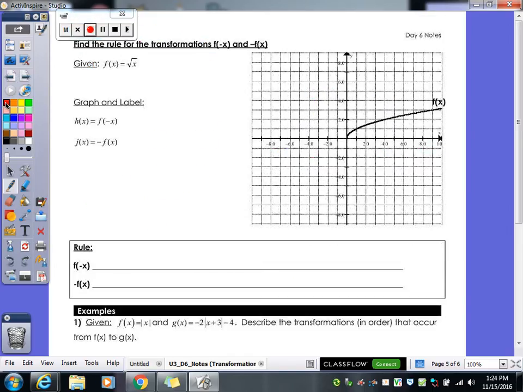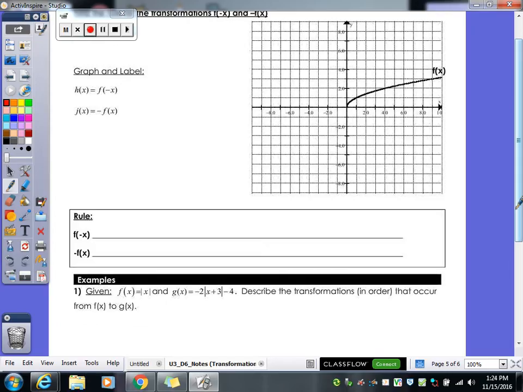Our last one are reflections. And then we're going to do some practice examples. If your negative sign is right in there with the x, you're going to reflect over the y-axis. If your negative sign is out in front, you reflect over the x-axis.